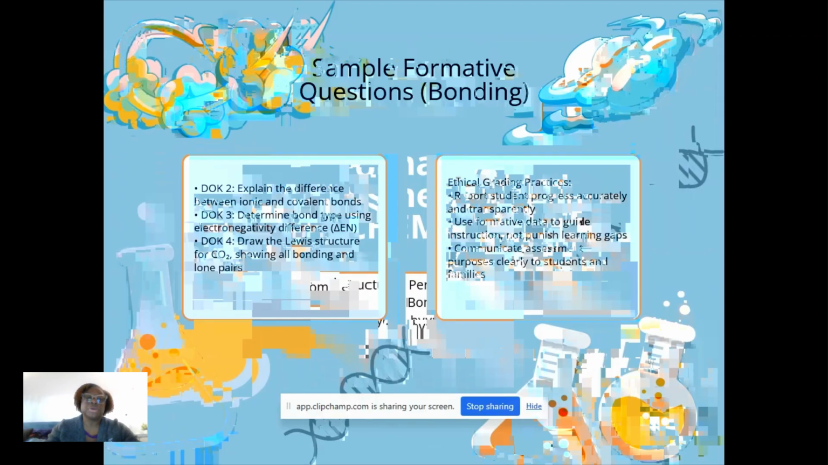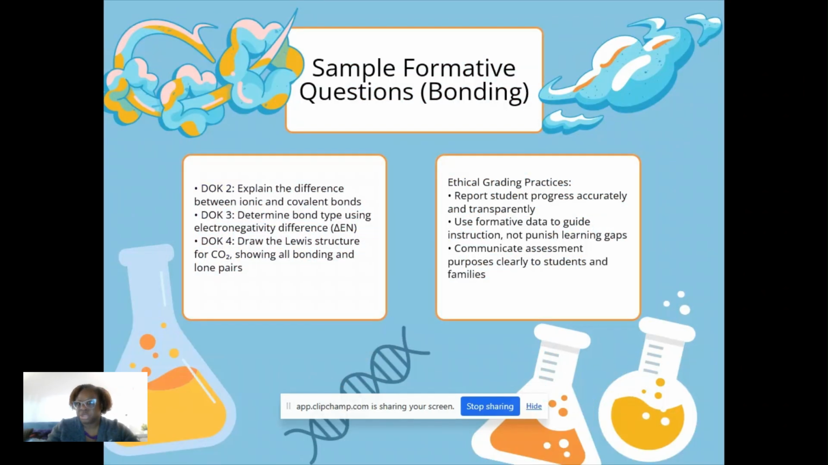With the communication, we're going to always make sure we're doing ethical grading practices. So we're going to report students' progress accurately and transparently. We're going to use formative data to guide instruction, not punish learners for their gaps. And then we're going to communicate assessment purposes clearly to the student and their parent.